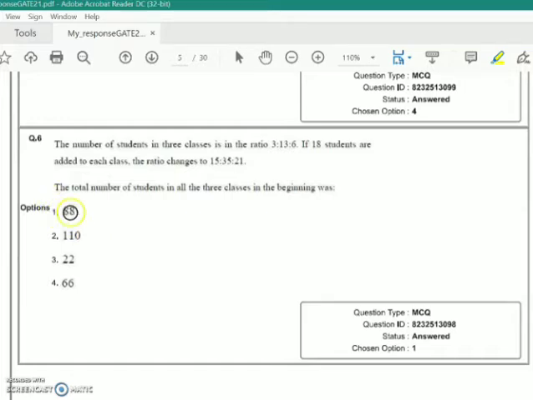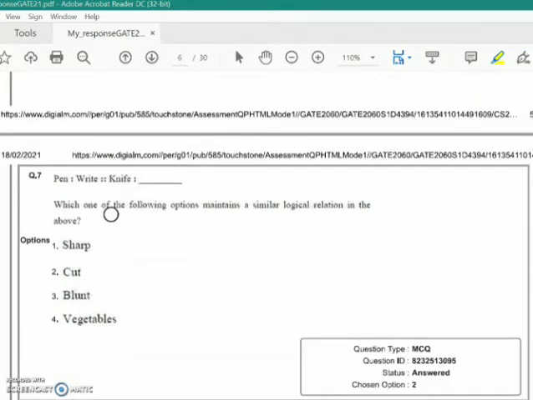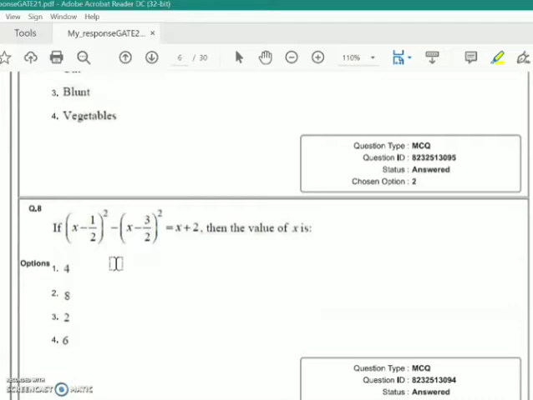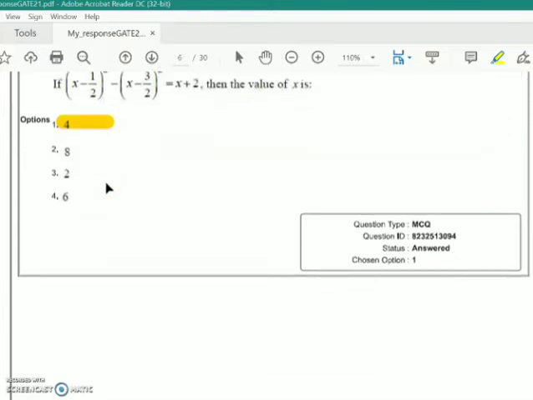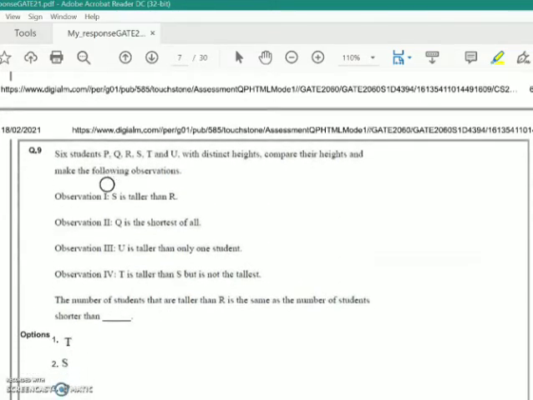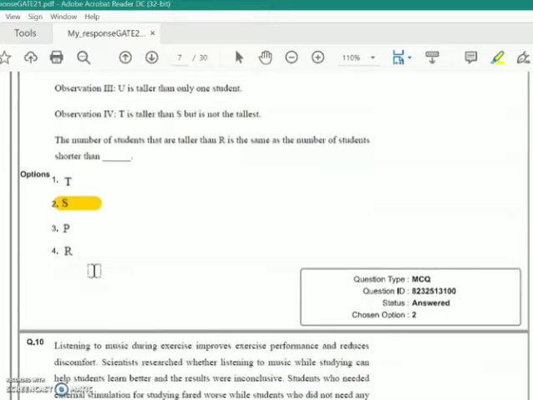Question number 6. The total number of students is 88. Question number 7. The knife is to cut. I have given the solution for question number 8 in the previous video. Option A. Option number 1 for question 8. Question number 9. The correct answer is option 2, S.